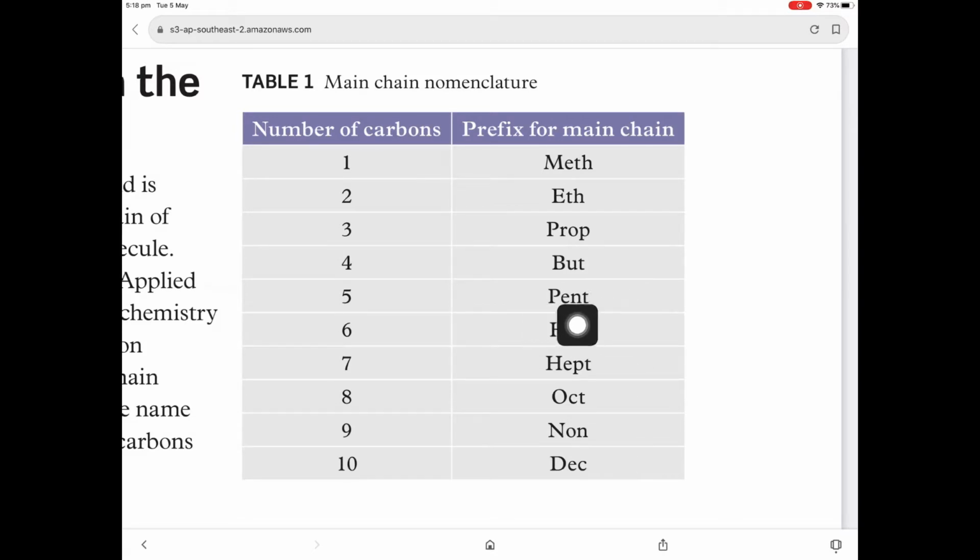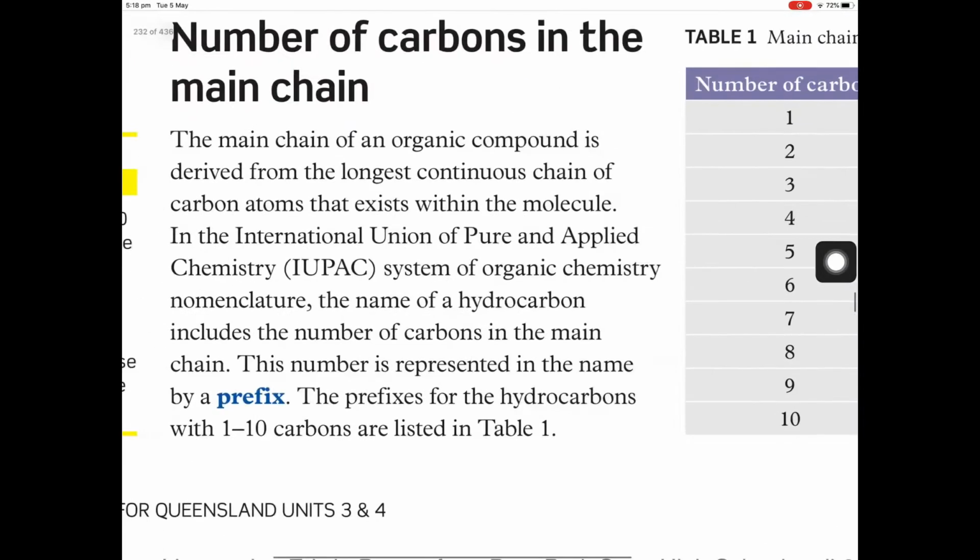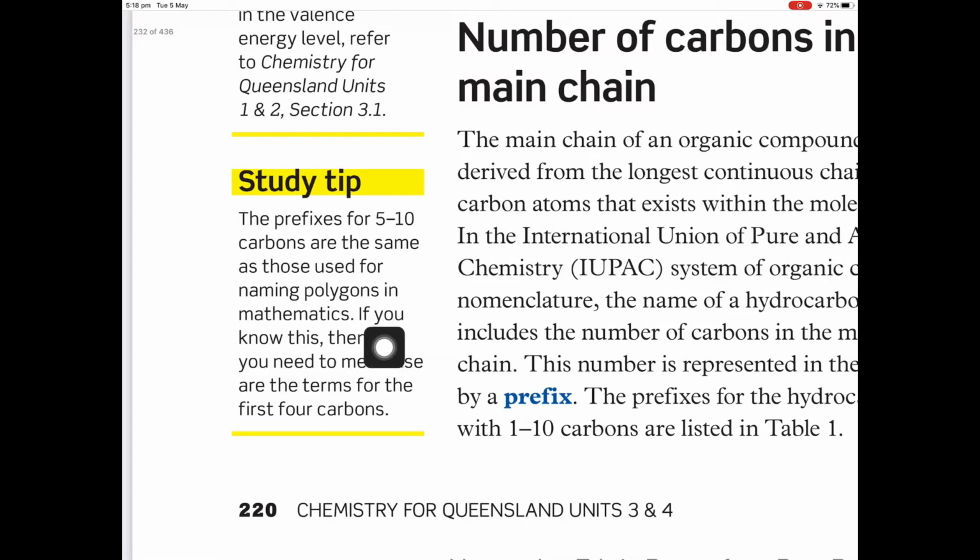You guys will know that pent is the prefix for 5, and so forth from 6 to 10 carbons. They're down easy, but what about the first 4? Meth, eth, prop, and but. Well, as it says over here, you've just got to learn or memorize those terms for the first 4 carbons.